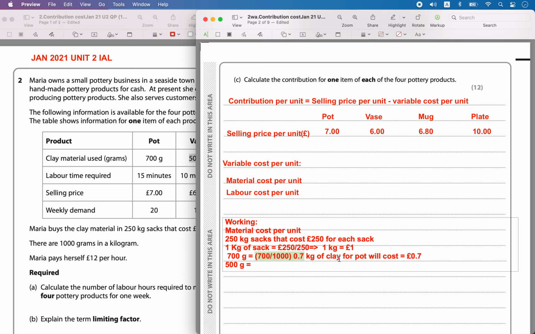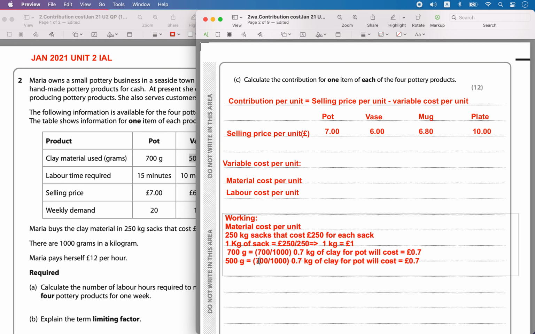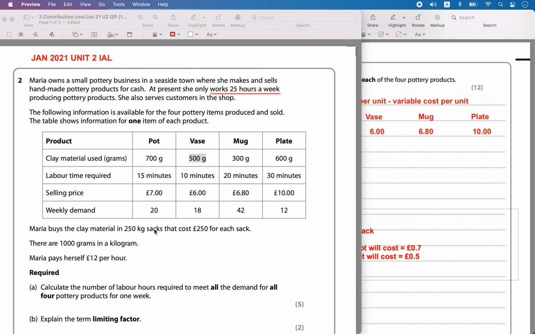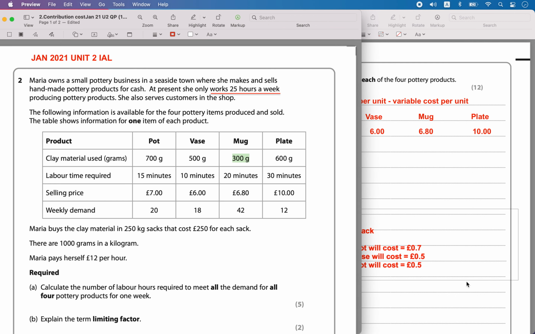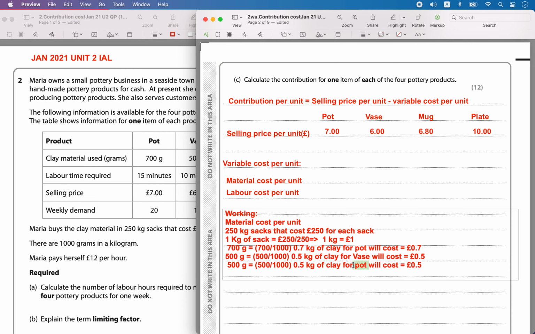So 500 divided by 1000. Okay, so 500 divided by 1000, that is equal to 0.5 kg. Okay, that is going to cost 0.5 pounds. So then we have the 300 grams of mug. Okay, 300 grams of mug, which is the amount of clay required. So this is for the pot, this is for the vase, and the next one is for the mug.